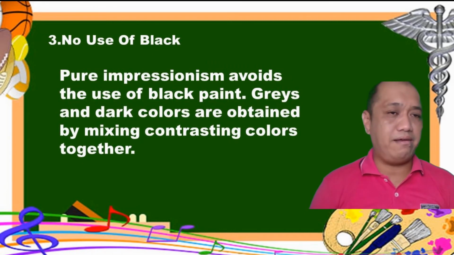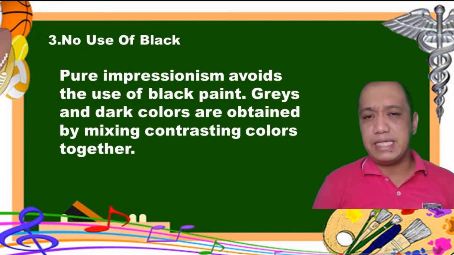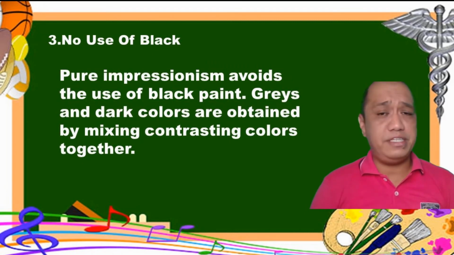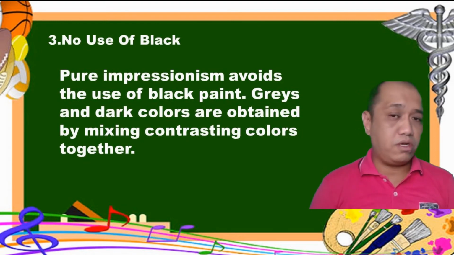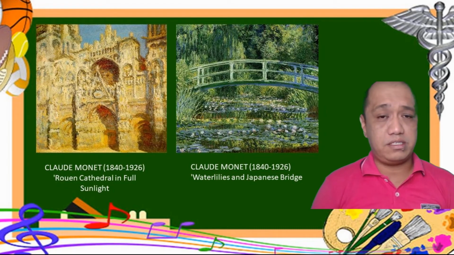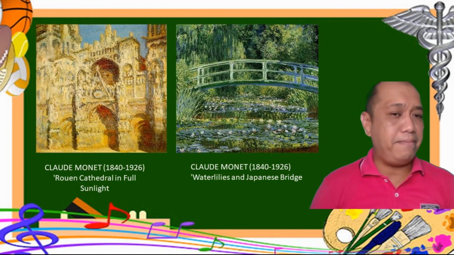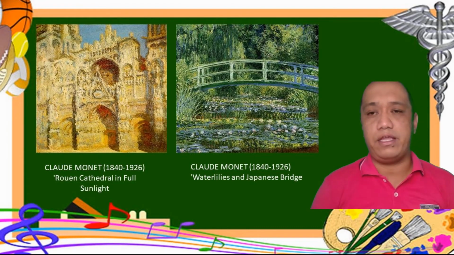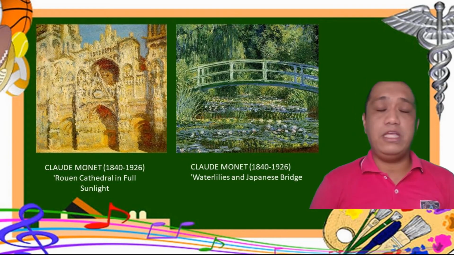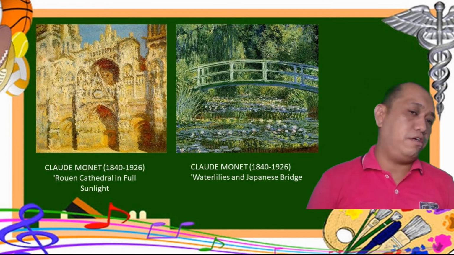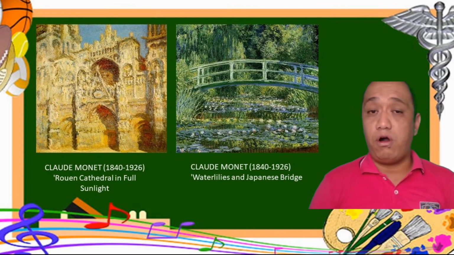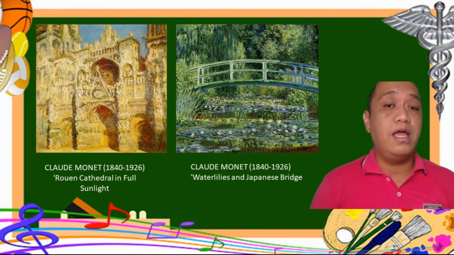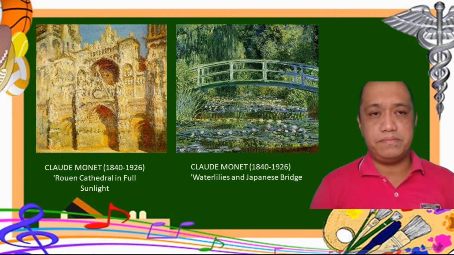No use of black. So in my example here, pure Impressionism avoids the use of black paint. They only produce grays and dark colors by mixing contrasting colors together. Meaning to say, they only produce dark colors in their paintings because of the overlapping of contrasting colors.